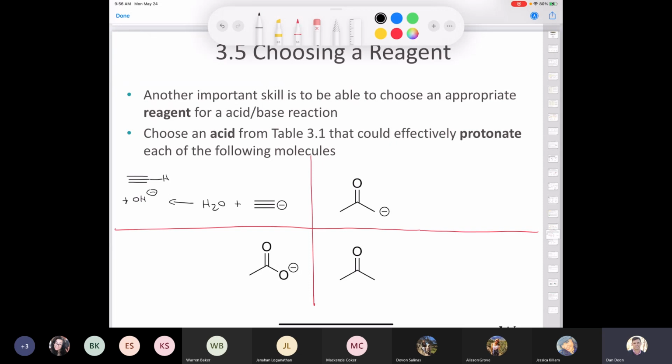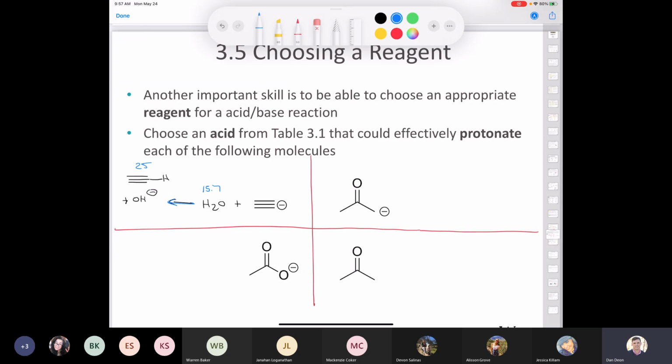Now, again, you could solve this using pKa's. The pKa of water is 15.7. The pKa of the sp hybridized carbon-hydrogen bond is around 25. And so since 25 is greater than 15.7, our conjugate acid is weaker than the water, which is behaving as an acid, the equilibrium is going to lie to this side. Okay, that's one way of solving it.